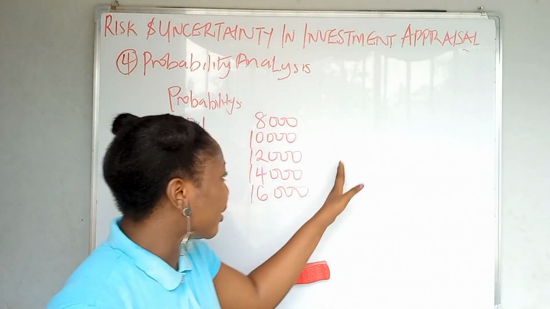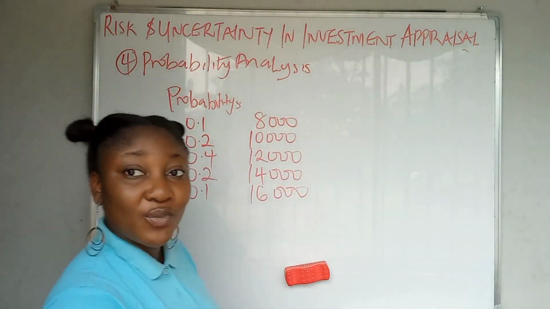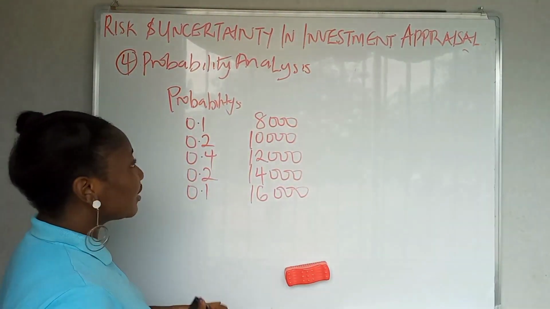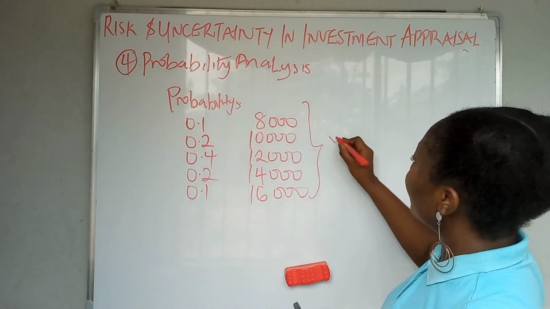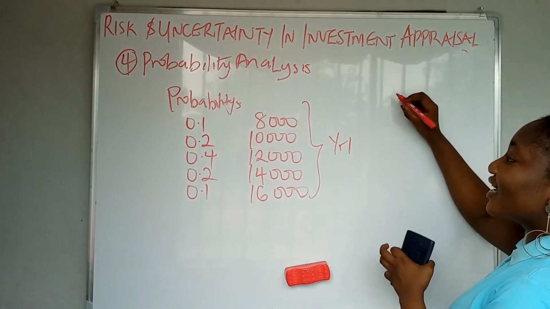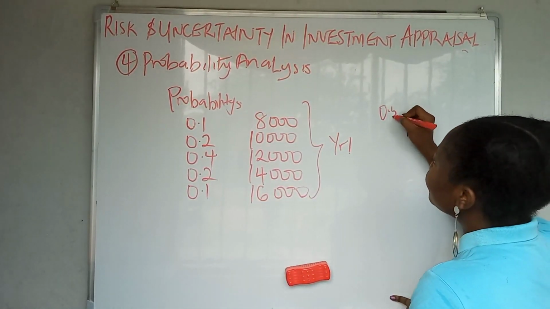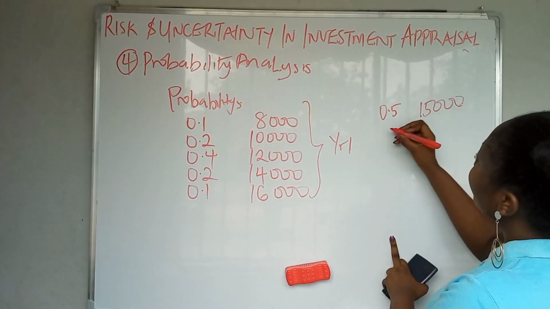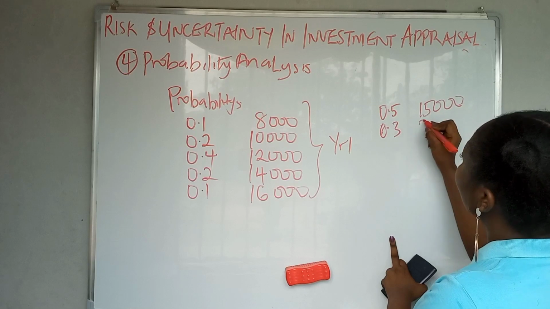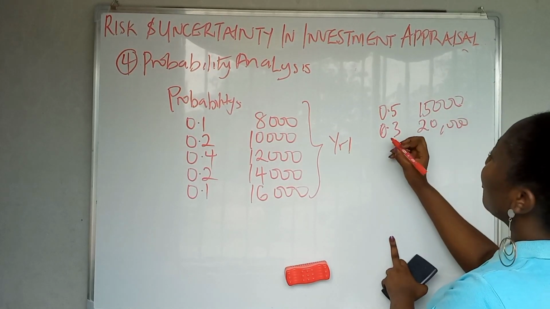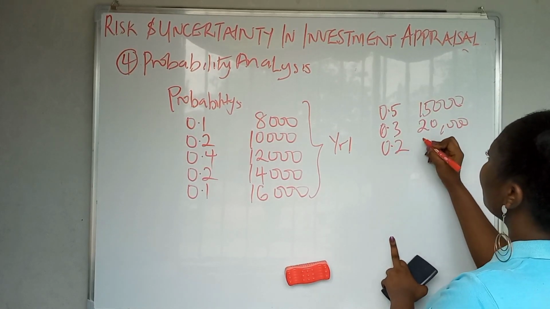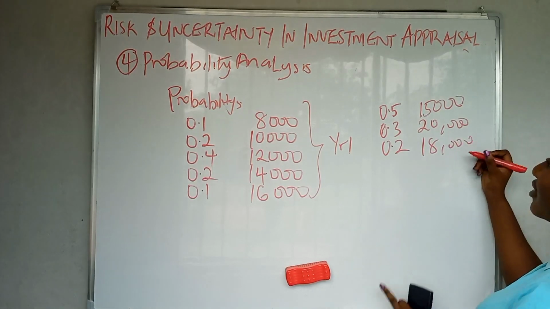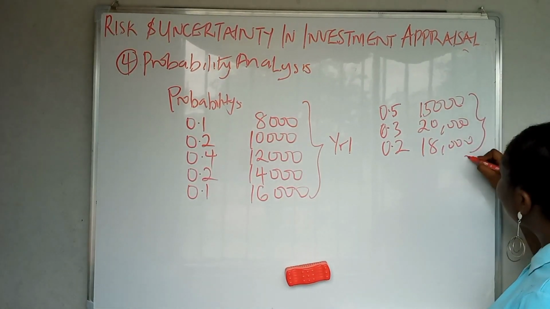So which cash flow should I use for year one? This is still year one. No, they can give you all this for year one, that this is what will happen in year one. They can tell you that in year two we have a 50% chance that we will make maybe 15,000 naira, a 30% chance that we will make 20,000 naira, and a 20% chance that we will make 18,000 naira. Which cash flow would I use for year two?